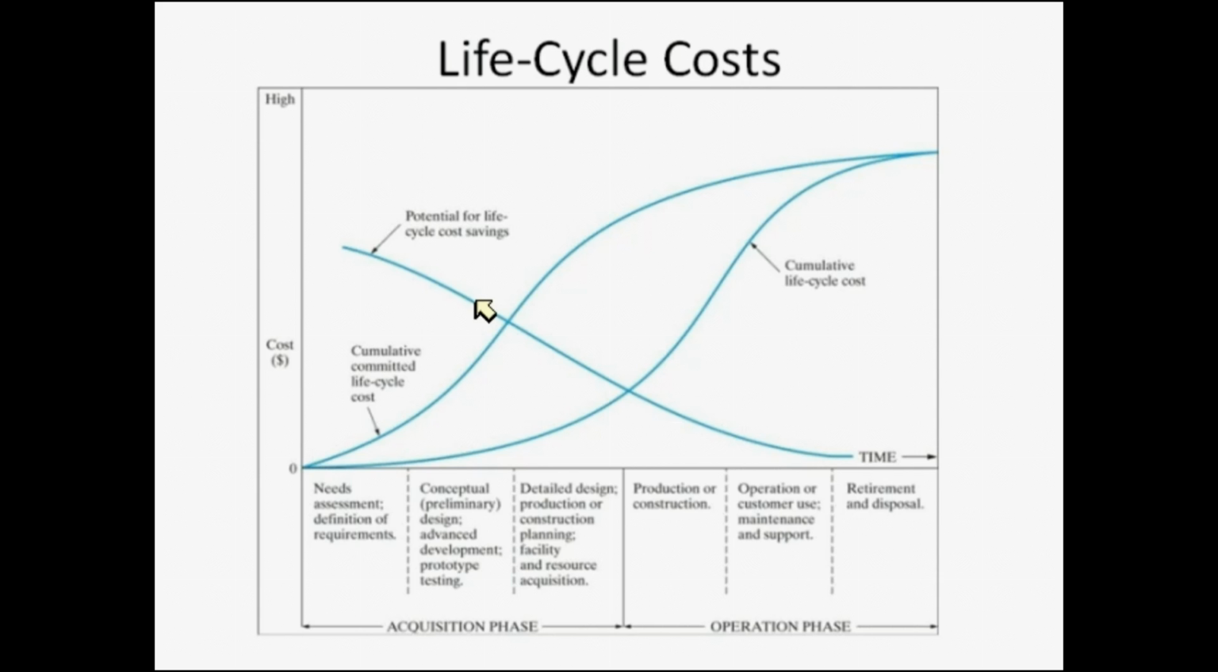But because you've thrown away some alternatives that may have been cheaper, and you're beginning to commit yourself to a certain course of action, you have less flexibility than you did in the previous phase, and so the potential for life cycle cost savings is decreased. In consecutive phases of the project, when you're beginning to do the detailed design, there's even more expense associated with that as you begin to produce or construct an item.